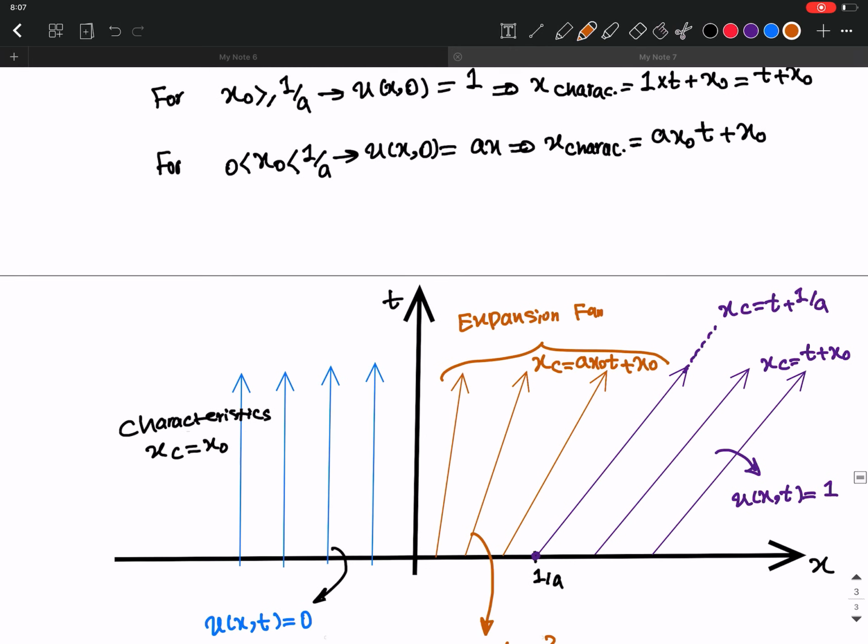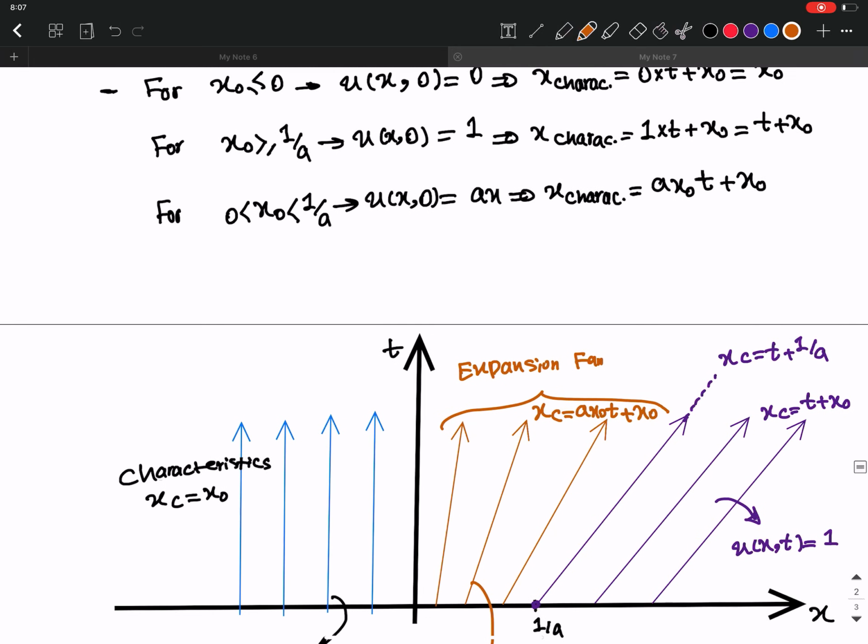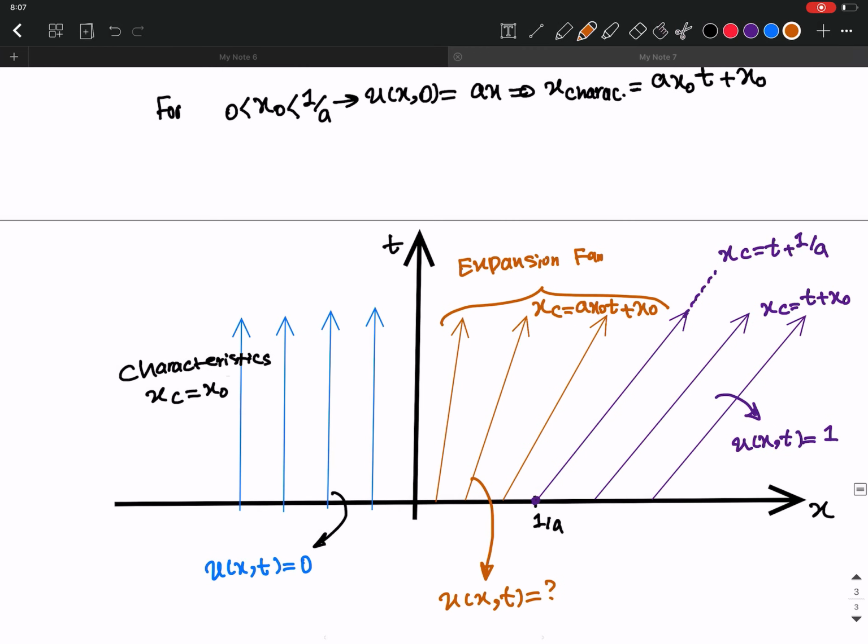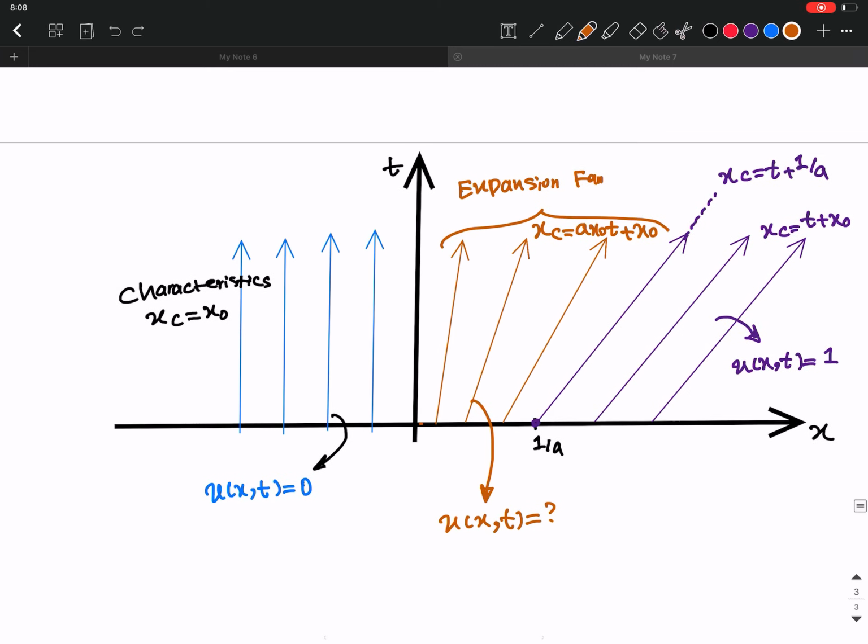So what is the solution here? The solution here is given as a x, right? But a x is just for when time is 0. So here I know the solution. The solution is a x0. But then I want to see what happens as we propagate in time. So the question is, what is this in terms of x and t?